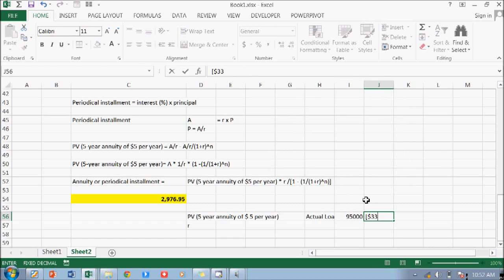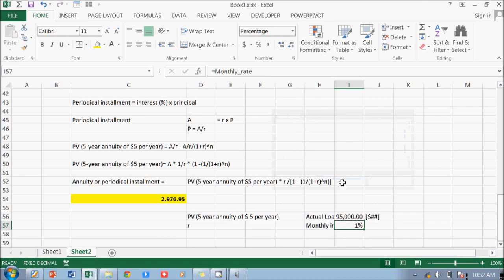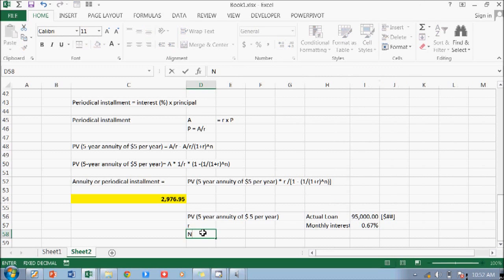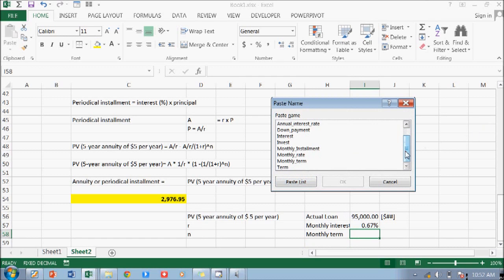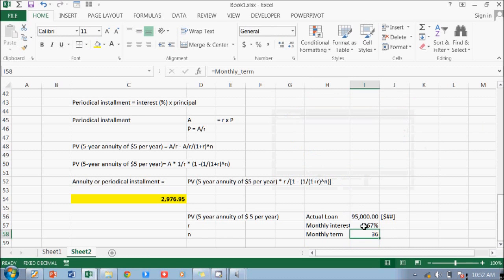It's a bit painful what I'm doing here. I'm a bit nervous. And then you have R. R is your monthly interest, so I put F3, your monthly rate. And then I have your N. N is the term, the monthly term. I just put F3, go to monthly term, hopefully it's there. Right, so you have 36.